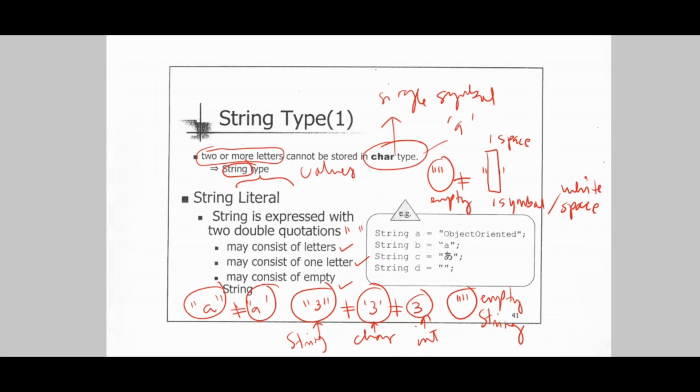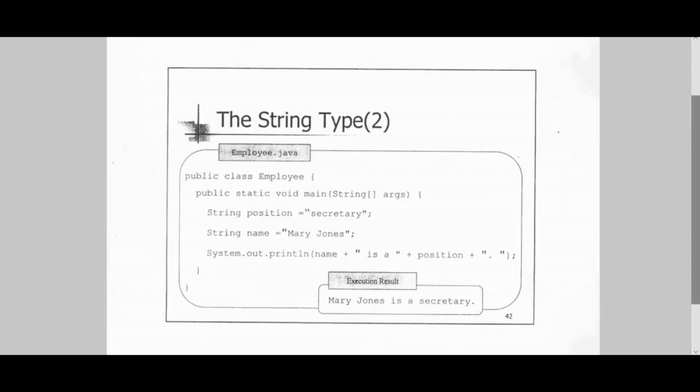We have here some examples of declaring string variables. Okay, so these variables here, A, B, C, D, are string variables, or they are string types, and these are the initial values or the initial string literal values of the four string variables. In this example, we declared two string variables. The first one is position, and the initial string literal or string value assigned to it is the string secretary, and another string variable name, and the initial value is the string Mary Jones.